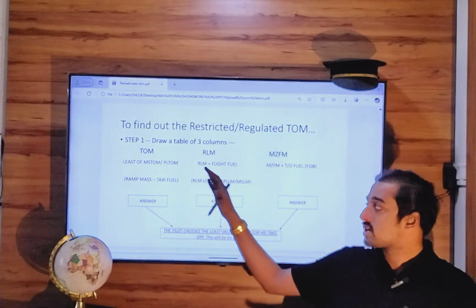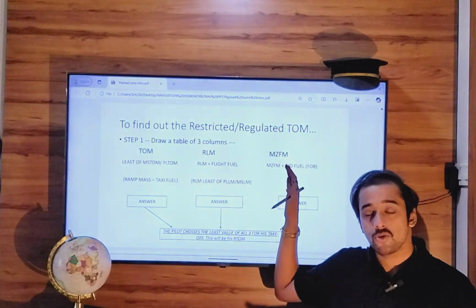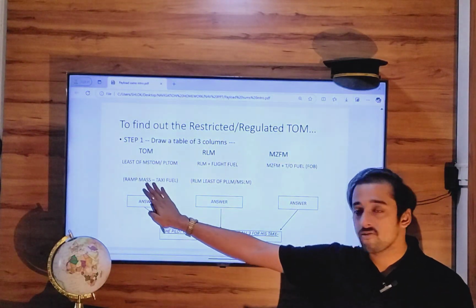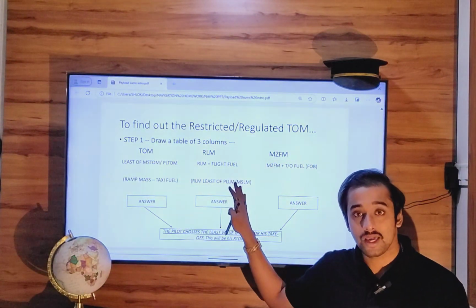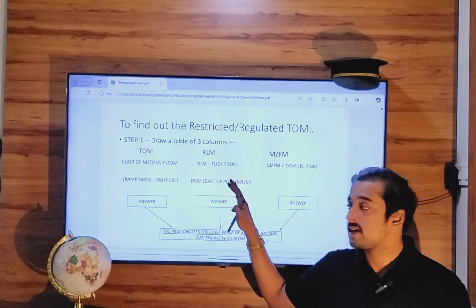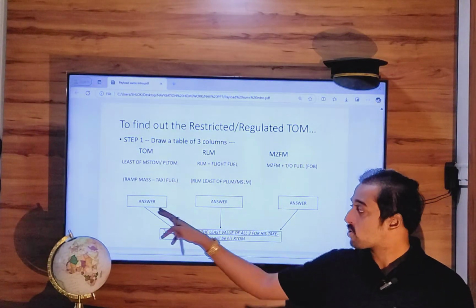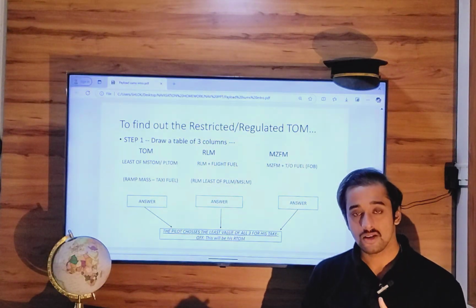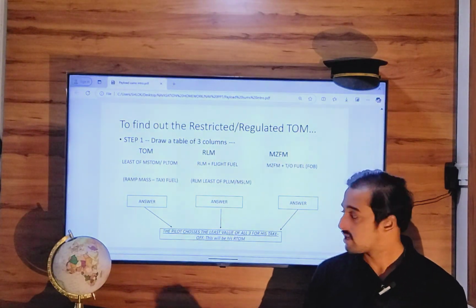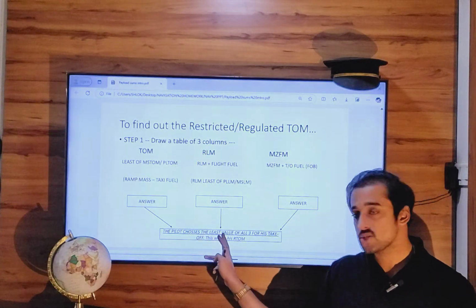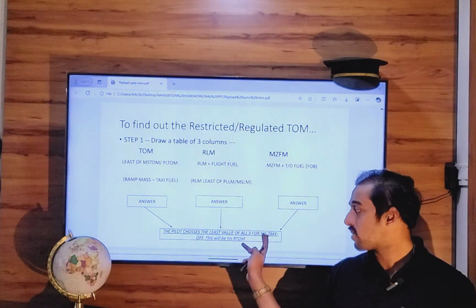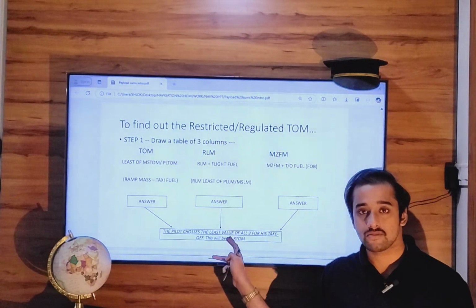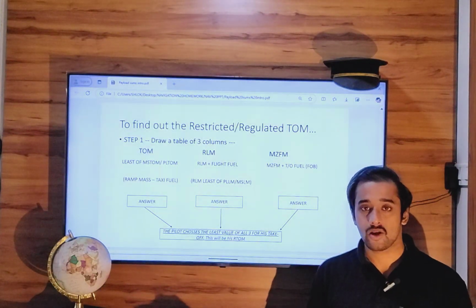So by these 3 methods, you will get 3 different takeoff values. Over here, the takeoff value will be different from here, and this takeoff value will be different from these two. Then out of all these 3 takeoff values, you have to take that takeoff value which is the least of them. So the pilot chooses the least value of all 3 for his takeoff, and this takeoff value will be called RTOM, regulated or restricted takeoff mass.